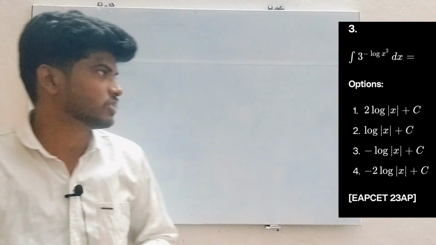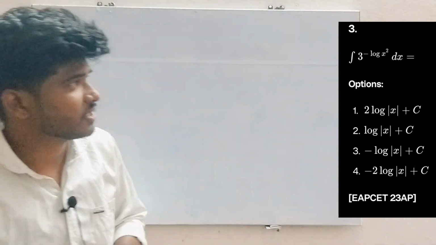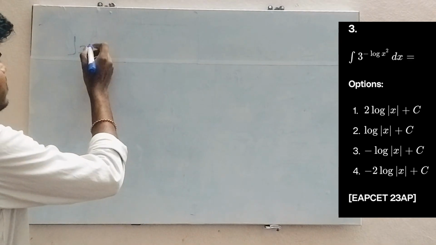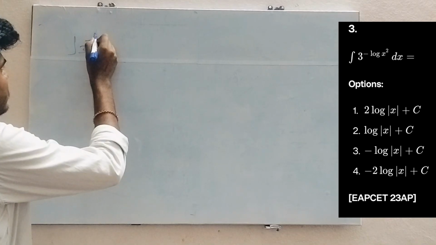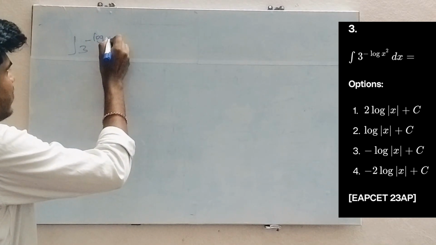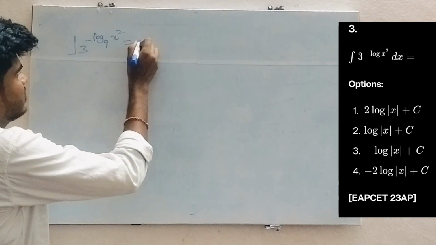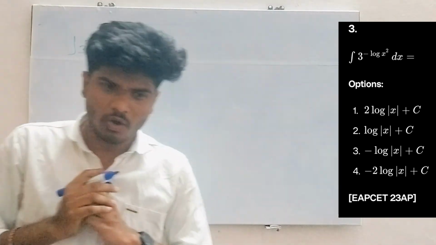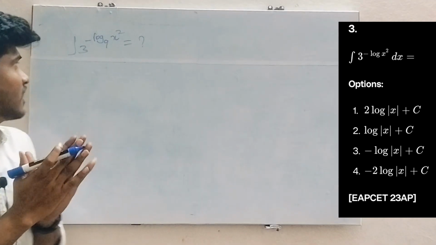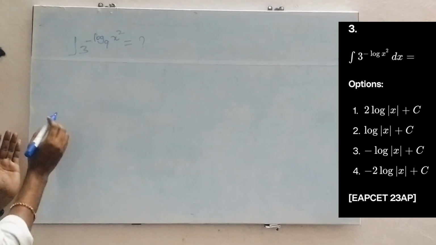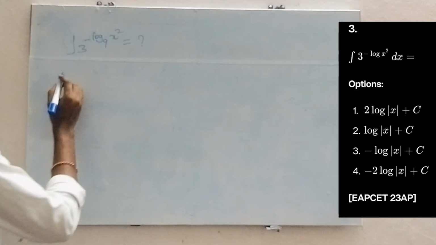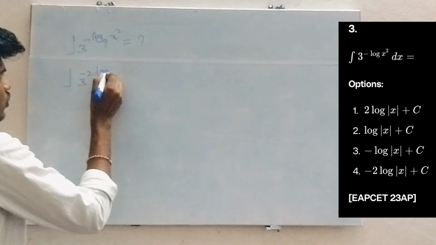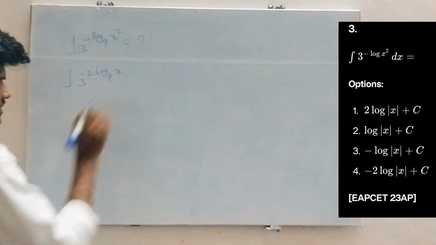We can discuss another question. Let's see the second question. What is the second question? Integral of 3 power minus log of 9 x square. How much is this integration? Now clearly observe this question. First we can do the integral of 3 power minus 2 log of 9 x.